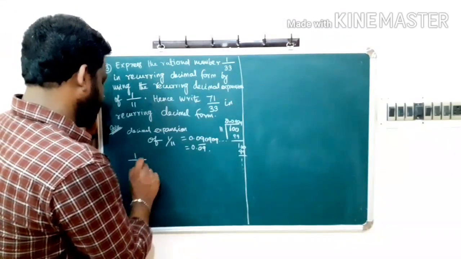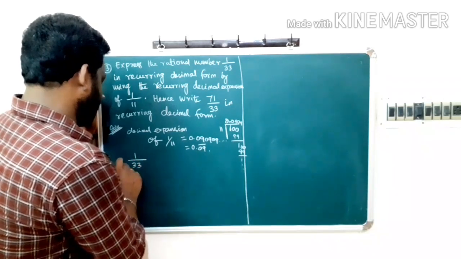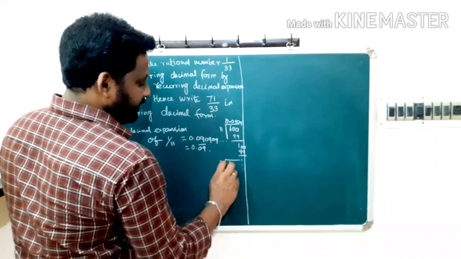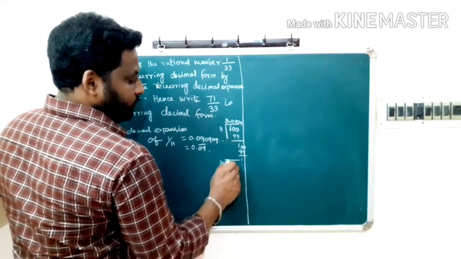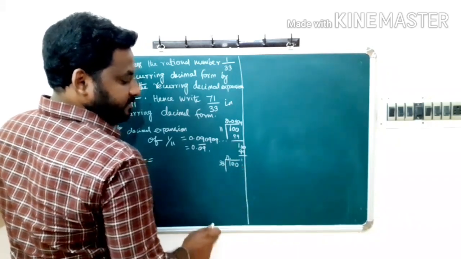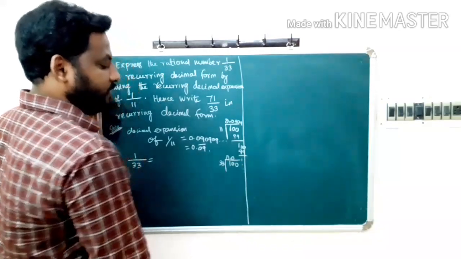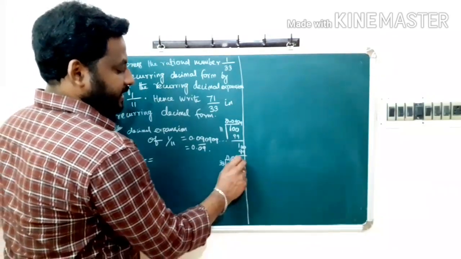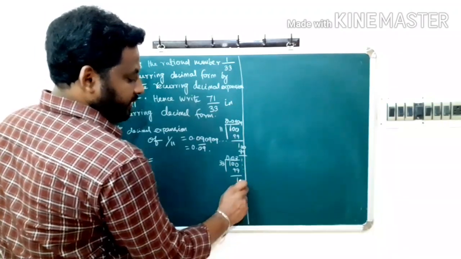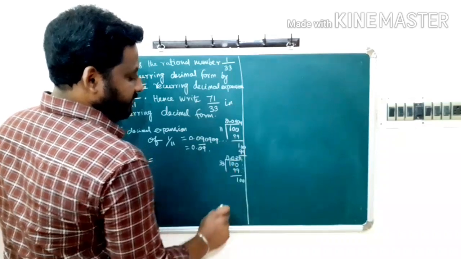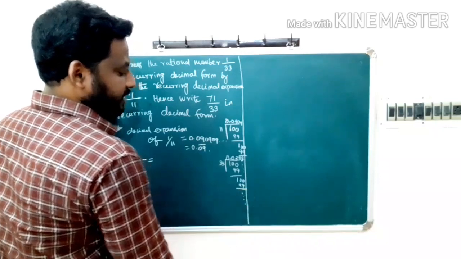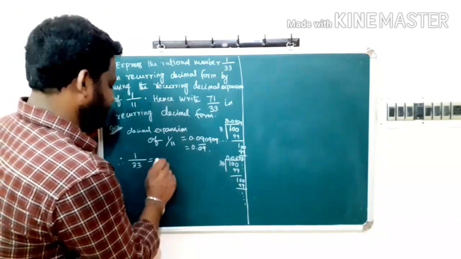So like that we have to find 1 by 33. 1 is divided by 33. Same, 0, you add a decimal. 10 is less than 33, so again we add 0, and again another 0. So 3 33s are 99, then the remainder is 1. Again we add another 0. 3 33s are 99, same, repeating as follows. So 1 by 33 is equal to what?